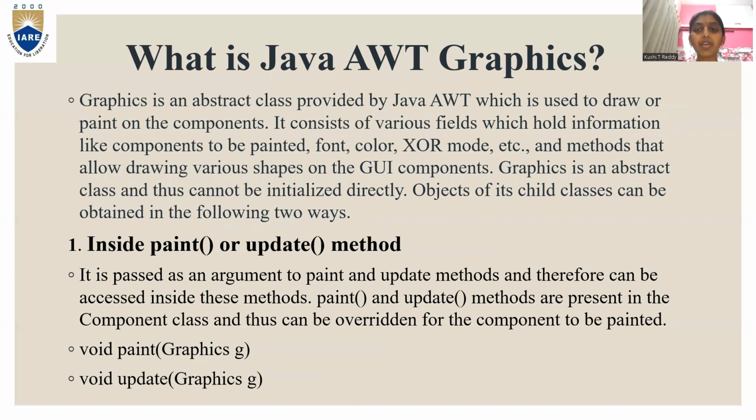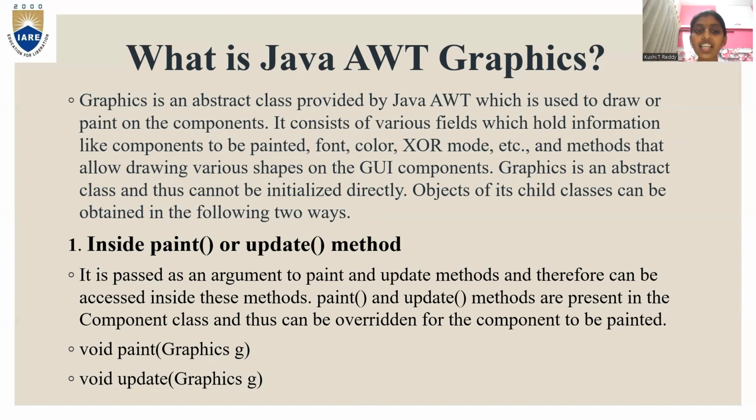So what is Java AWT? Graphics is an abstract class provided by Java AWT, which is used to draw or paint on the components. AWT is nothing but Abstract Window Toolkit. It consists of various fields which hold information like the component to be painted, font, color, XOR mode, etc., and methods that allow drawing various shapes on the GUI components.